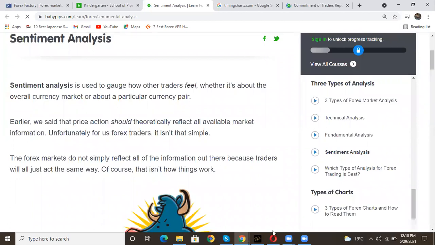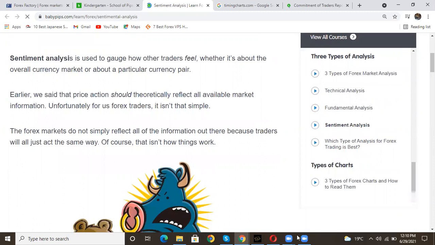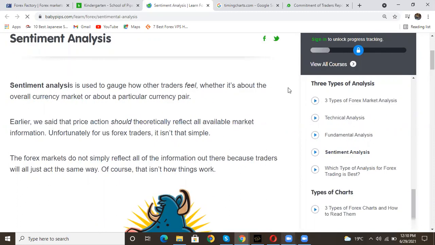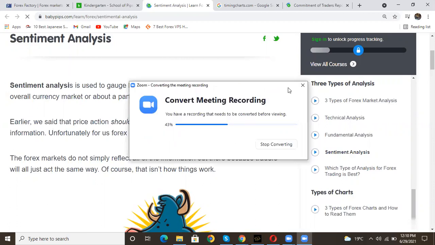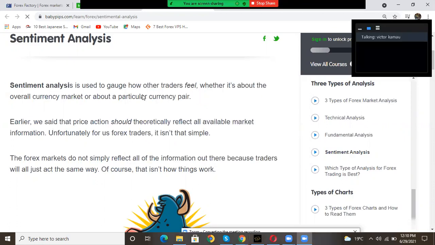Okay. So this is sentiment analysis, guys. It's used to gauge how traders feel, whether about the overall currency market or about a particular pair. So first of all, we need to feel.